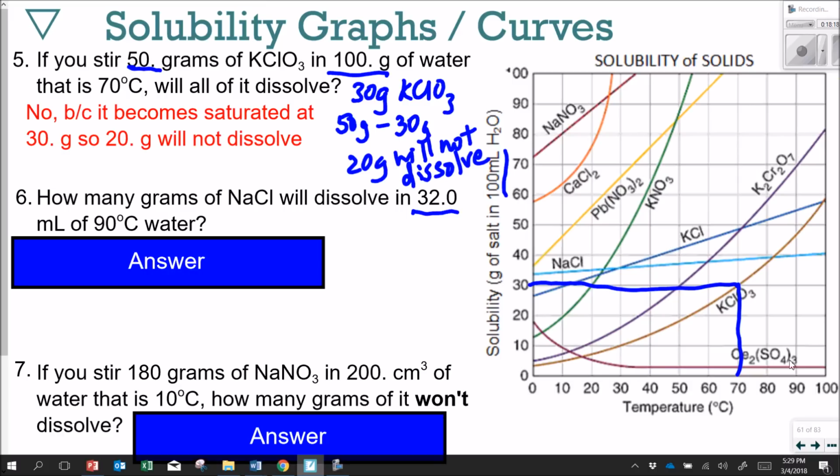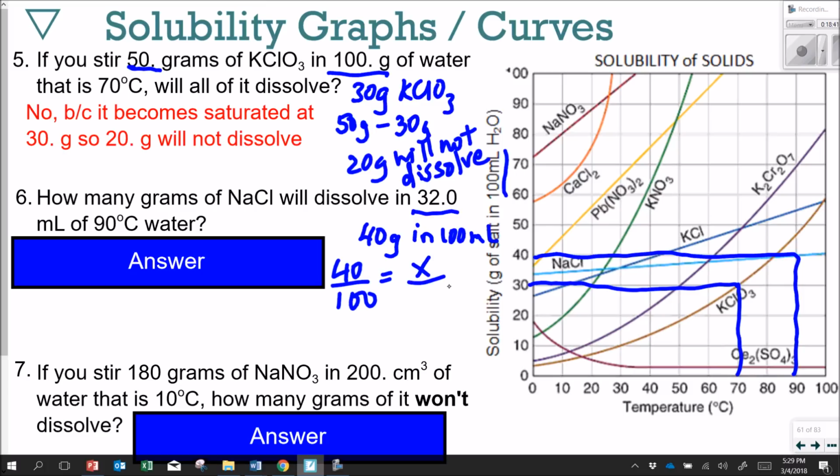At 90 Celsius, I go to sodium chloride, and I have 40 grams will dissolve. So 40 grams in 100 milliliters of water. And again, I do a proportion. So I say 40 grams over 100 is equivalent to x in 32 milliliters of water. And I get x equals 12.8 grams, which will dissolve.